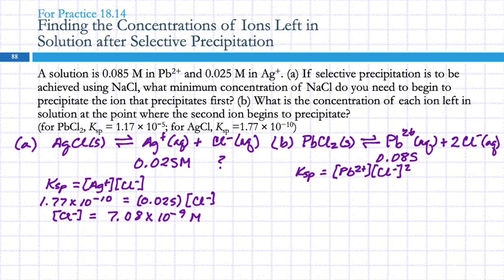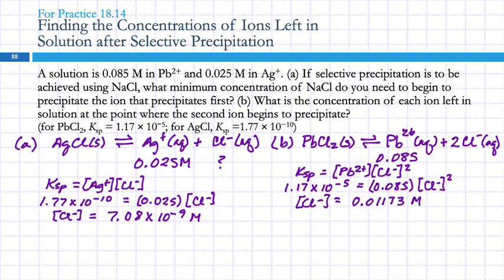The KSP is 1.17 times 10 to the minus 5, and that will equal the lead concentration times the chloride ion concentration squared. So we can solve for the chloride ion concentration. I'm getting 0.01173. Anybody else get that number? Yeah.